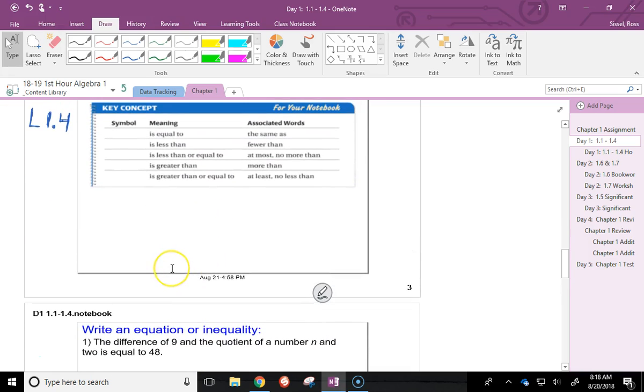Alright, we're getting close to the end of class, so I'm going to just show you these symbols pretty quick. The first one, pretty easy, equals to, it's the regular equal sign.